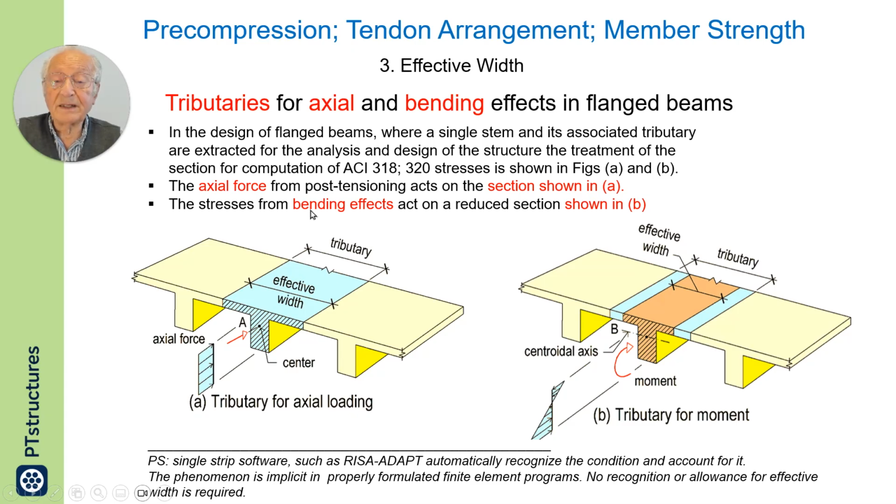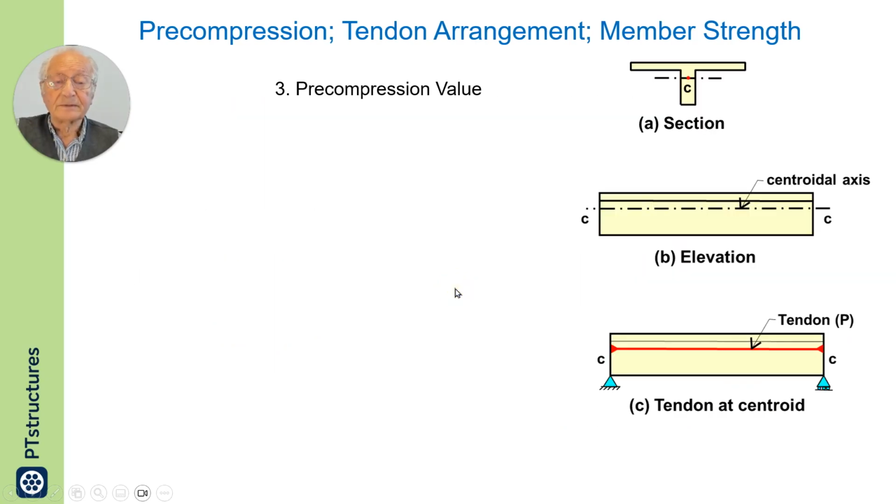The stresses from bending act on a reduced section. For bending, you take a reduced width. If you use computer programs, some computer programs in the market recognize this. Even if you give the tributary in the background, the software for bending takes the narrower width and for axial takes the entire width. So it depends on the software you use.